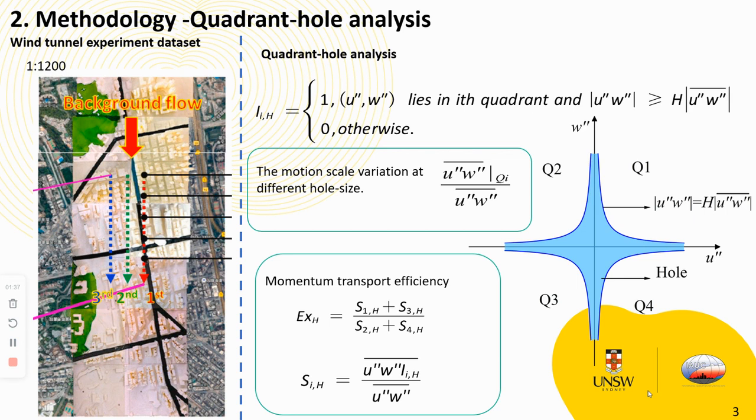This is about our methodology. First is the wind tunnel experiment. We select the Peninsula in Hong Kong Island, and for the model we use 3D printing, and the ratio is 1/1200.